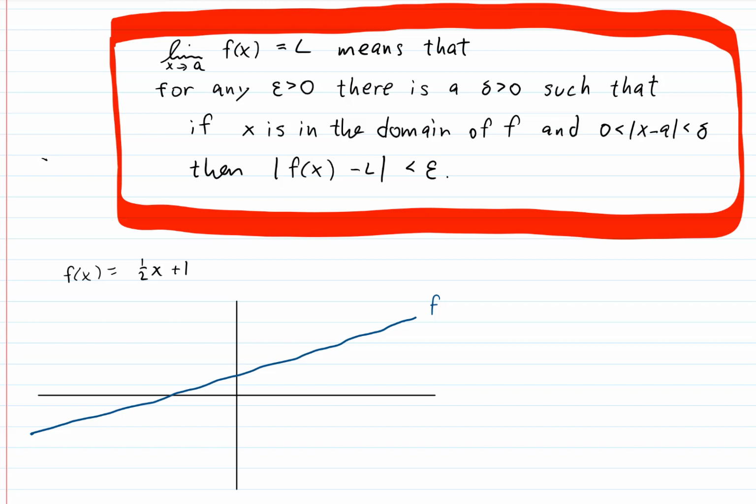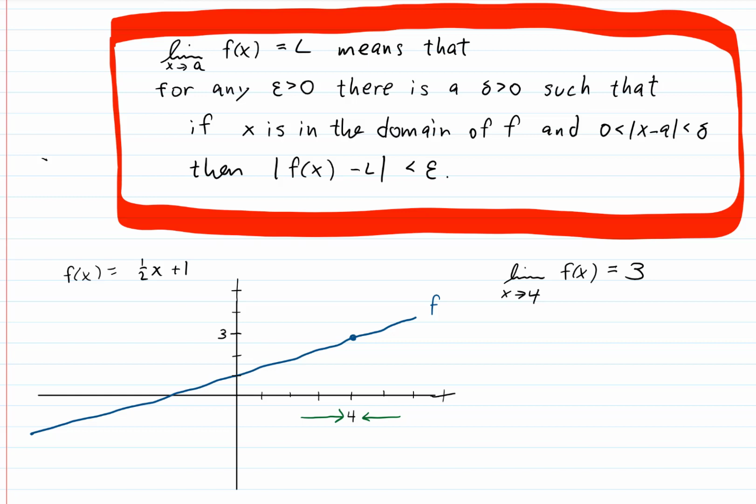Do you agree that the limit of that as x approaches 4 would equal, well, let's look and see what it would be. There's 4. So as x approaches 4, that means the graph would be approaching this location right here, which has a y value of what? 3, right? So that limit is 3. Can you see that?